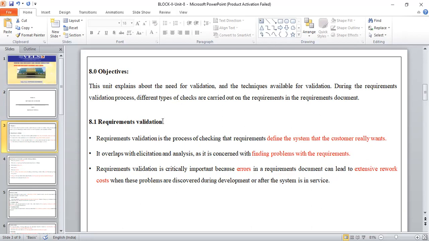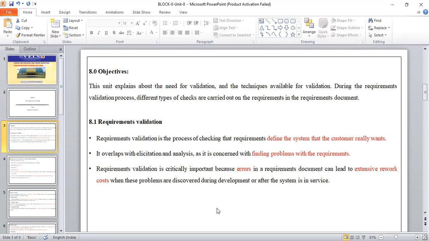because it is concerned with finding problems with requirements. What is the main purpose of requirements validation? To find the problems with requirements. If there is any problem, we should overcome it, so we do the validation process on the requirements gathered. First is to define the system that the customer really wants, and then the second point is to find any problems that exist in the requirements.